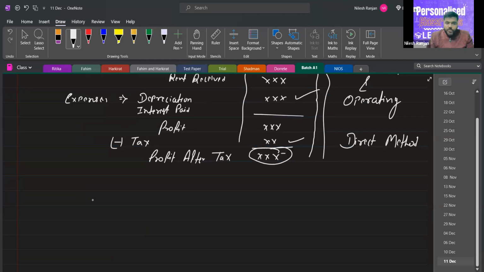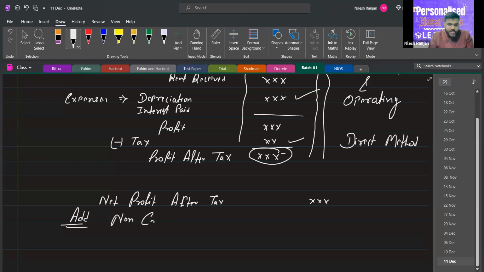Yes, sir. So in the indirect method, we take net profit after tax first. Then whatever items are included in this profit that are non-cash or non-operating, we remove those items. So we add any non-cash expenses here. We will add non-operating expenses also, because these items are already deducted from the profit.